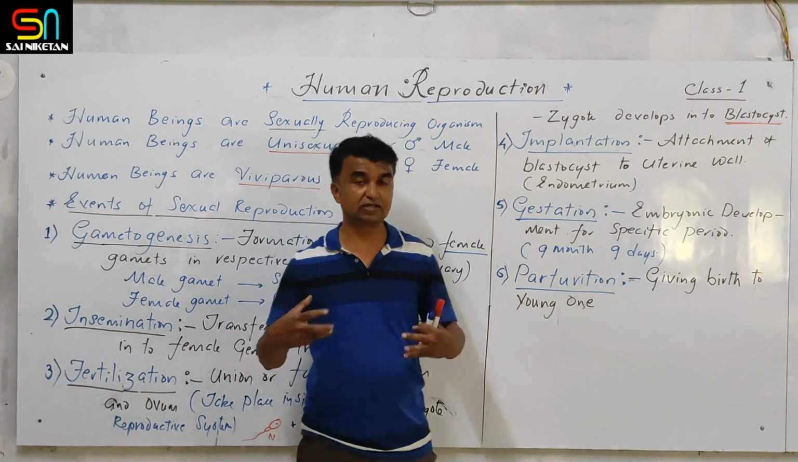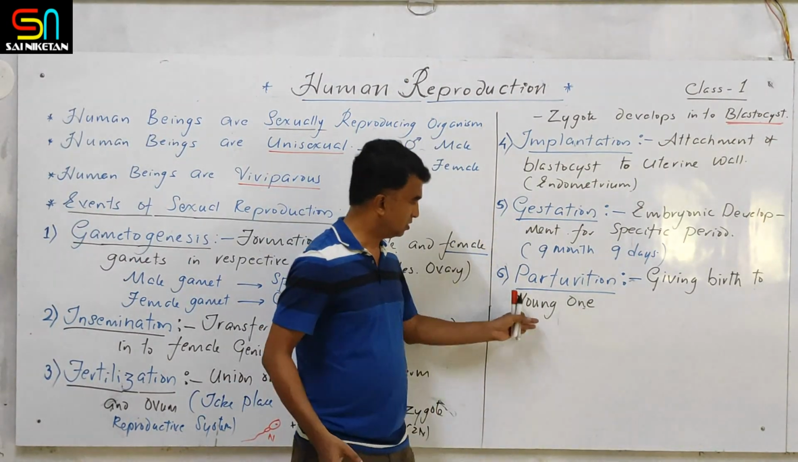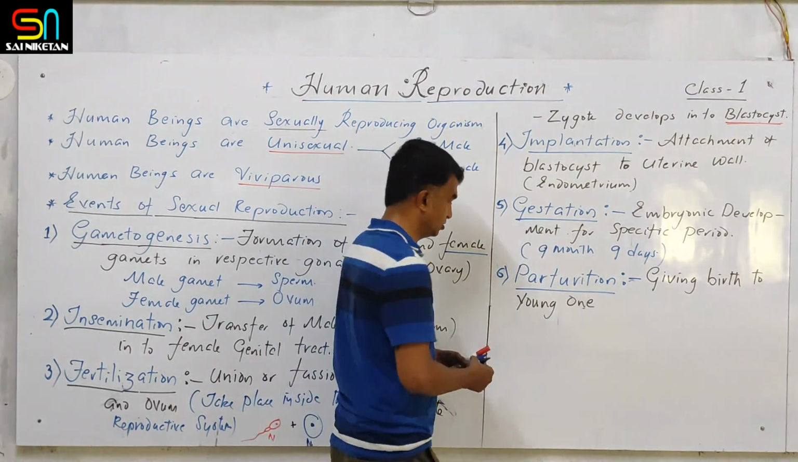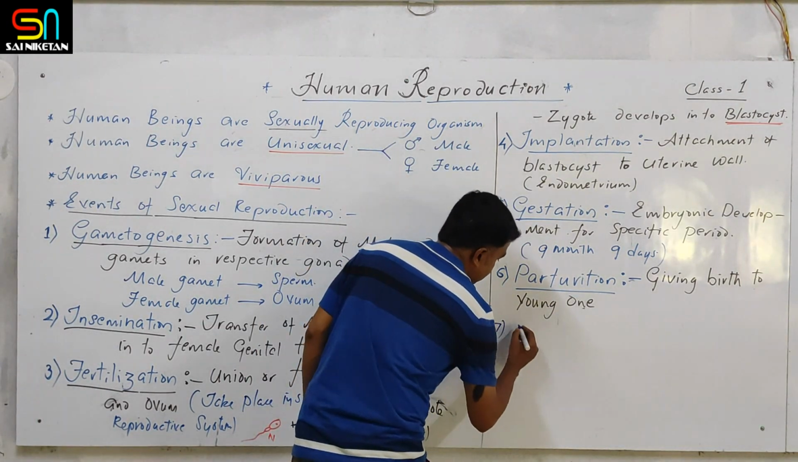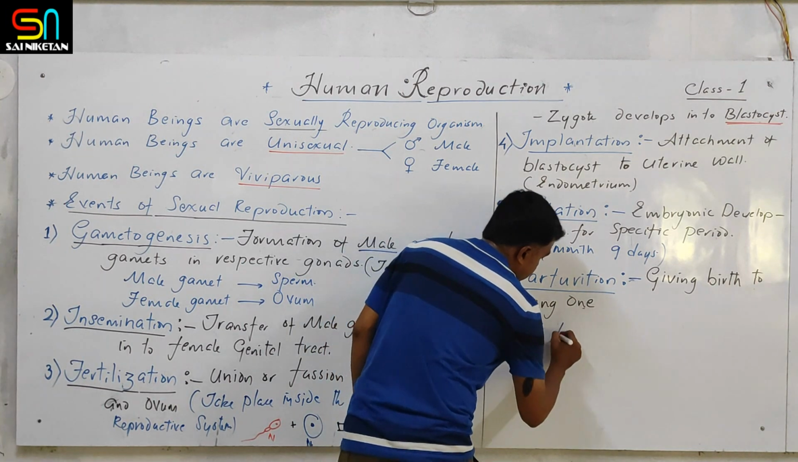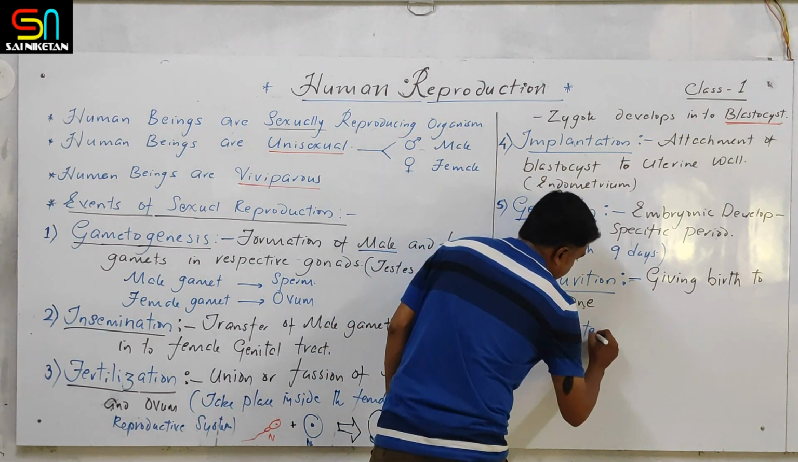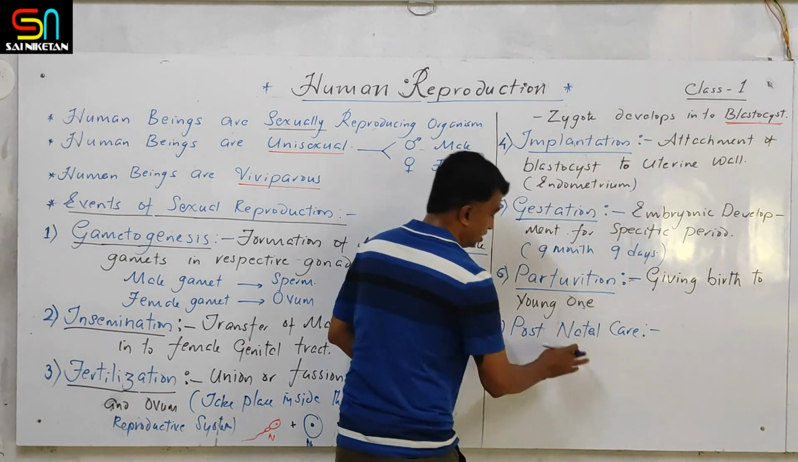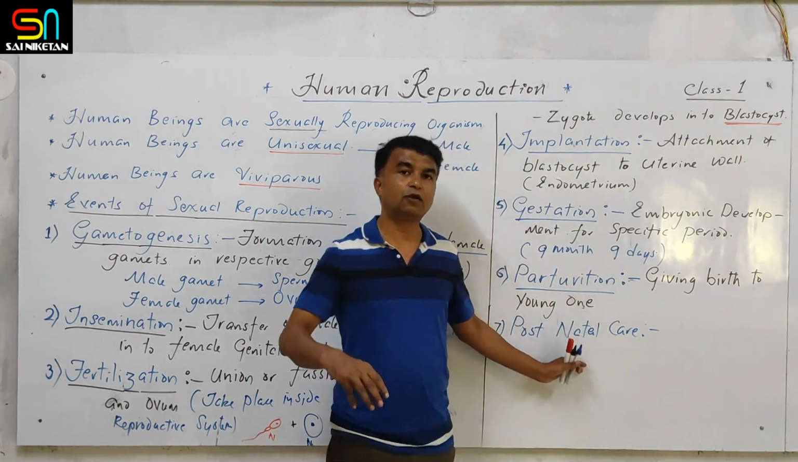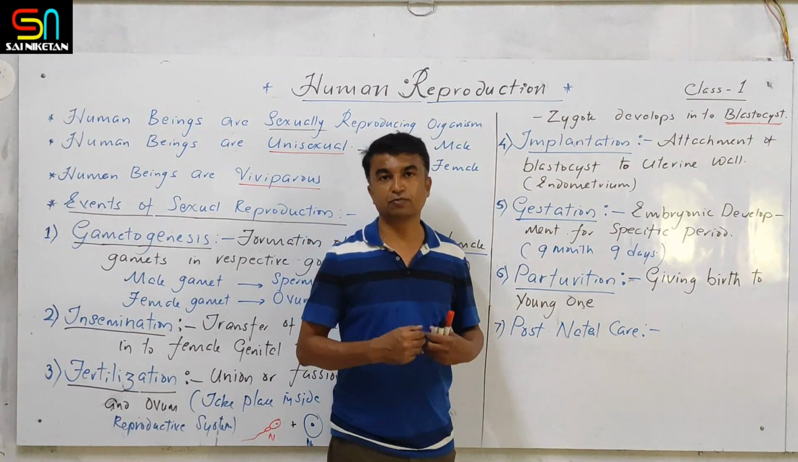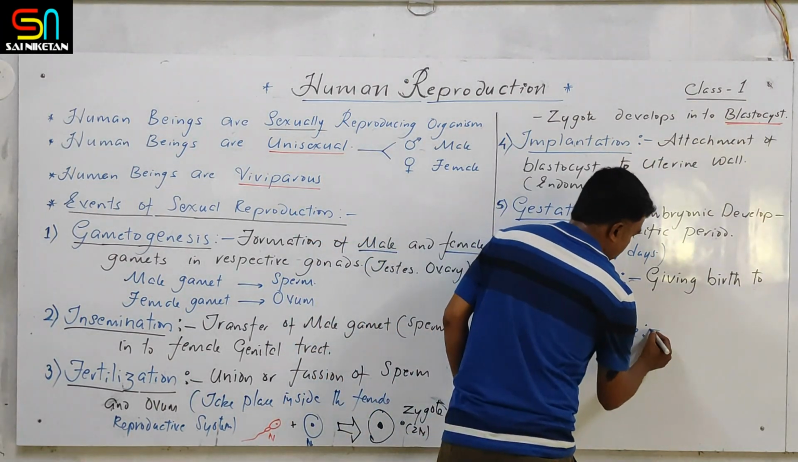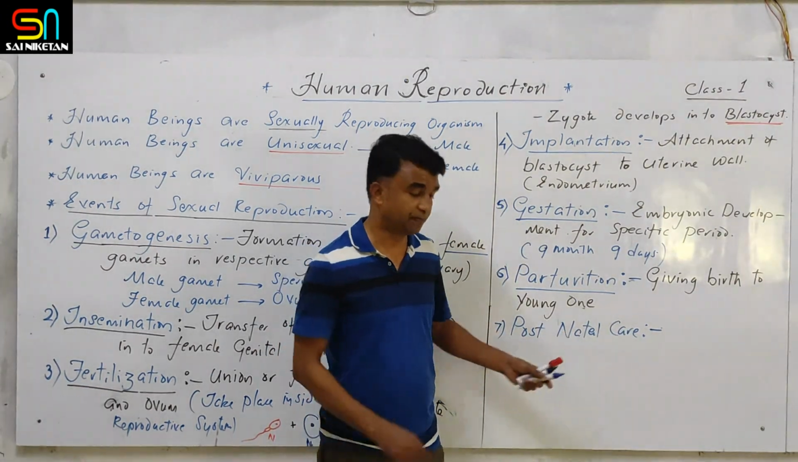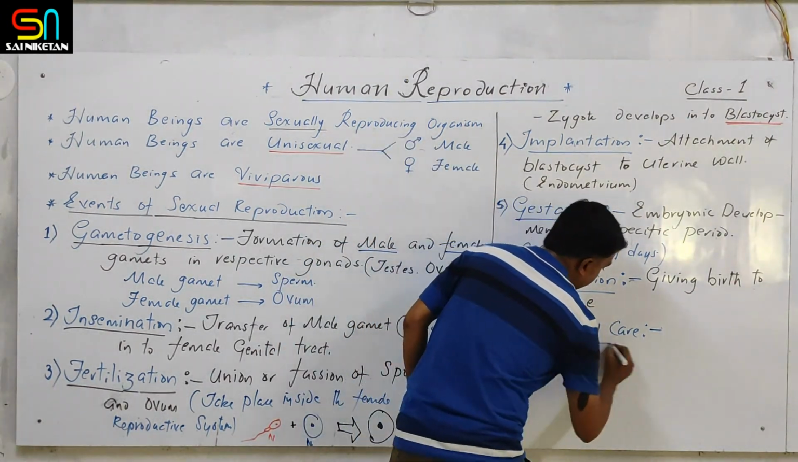So these are the 6 major events. Now the process will not stop here only. After the parturition, one more event is there, that is nothing but postnatal care. Here the mother will take care of that baby. In that, the lactation process is there. So the mother will feed that baby with the help of milk. So this is the postnatal care.